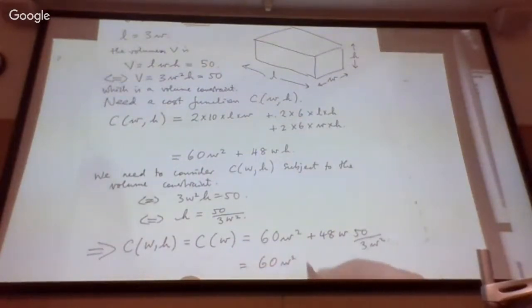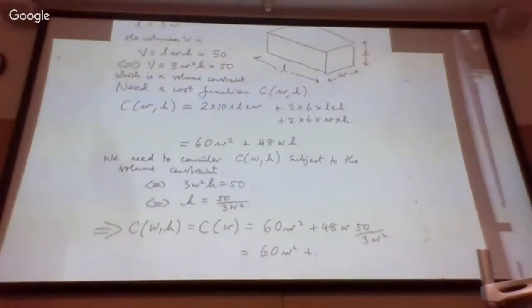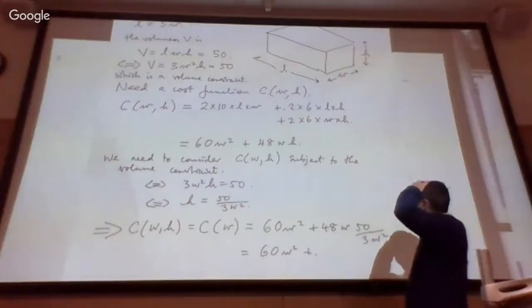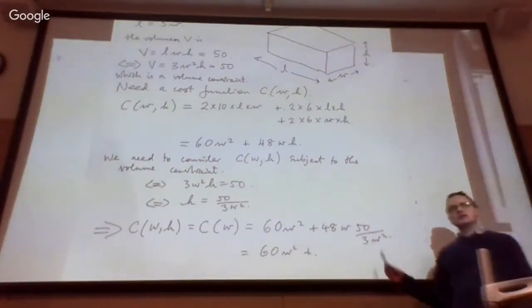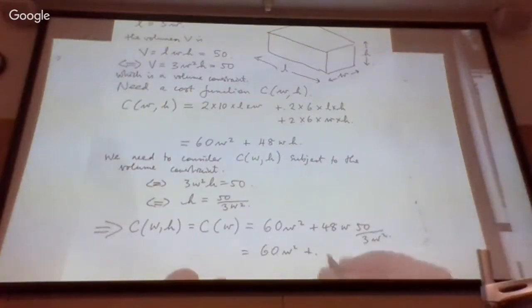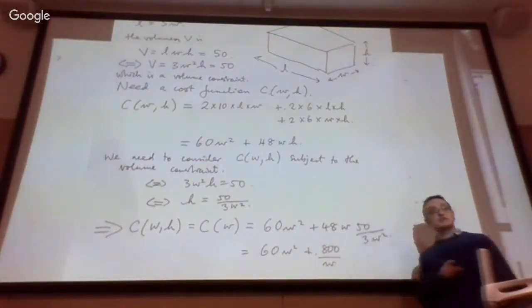So that's 60 over w squared plus, what's 5 times 48? That's 200. 5 times 40 is 200, and an extra 2,400. All right. Oh, forgetting my 3. 2,400 over 3. 2,400 over 3 is 800. I thought my notes had a mistake. It's getting my 3. 800 over W. Yeah, and the W over W squared is simply W.